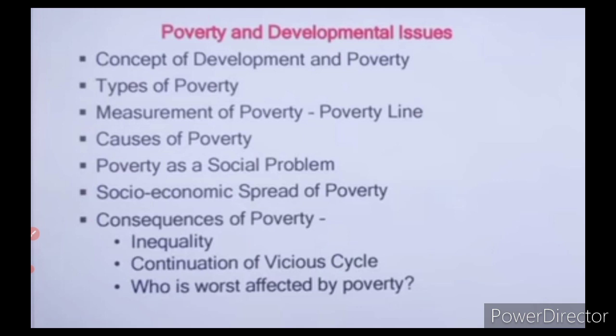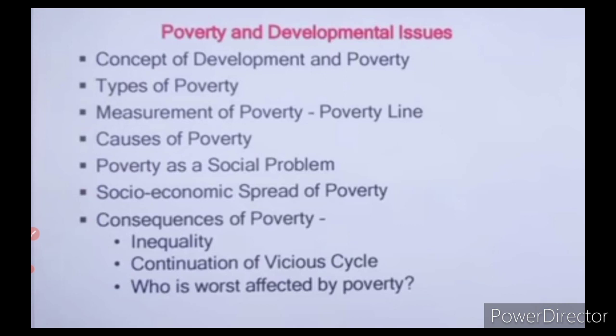Basically, for example, if you are poor, your children will be poor, your grandson or granddaughter will be poor, and so on. It means you can't get out of that poverty. So here it is written: continuation of vicious cycle. Poverty is a vicious cycle basically.